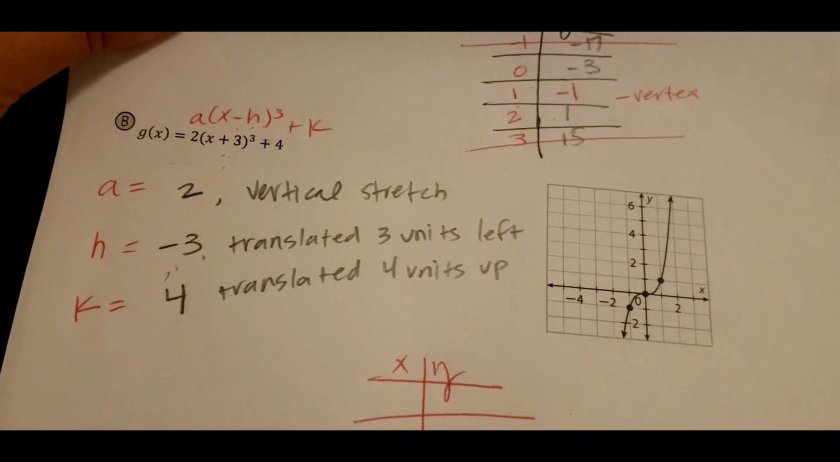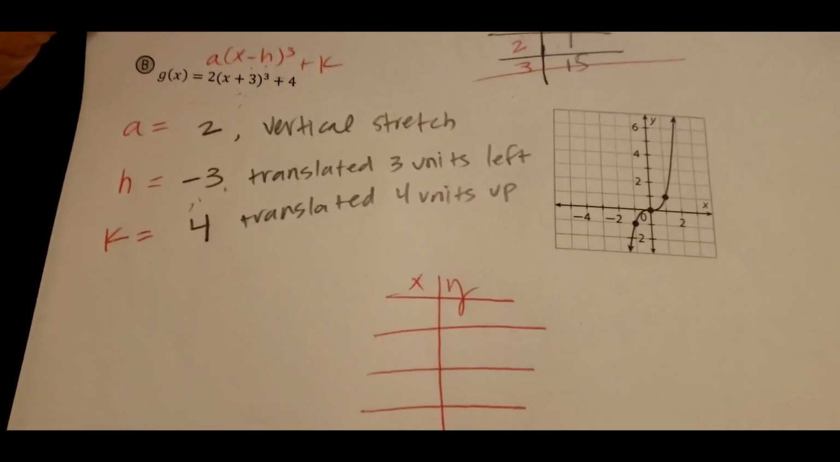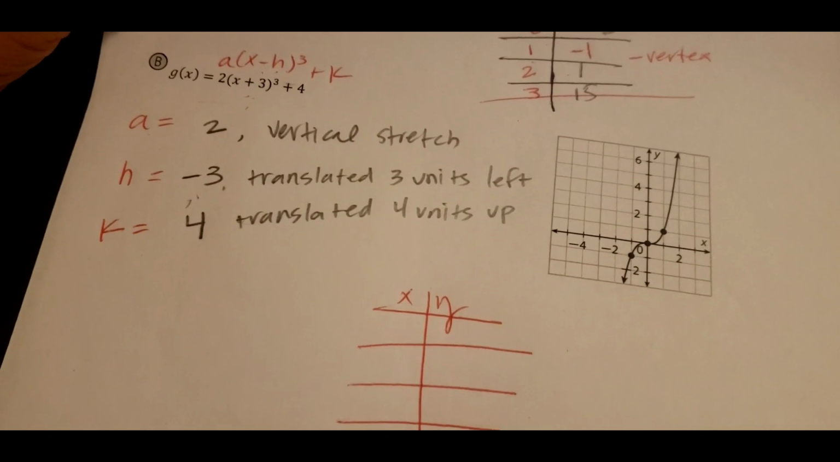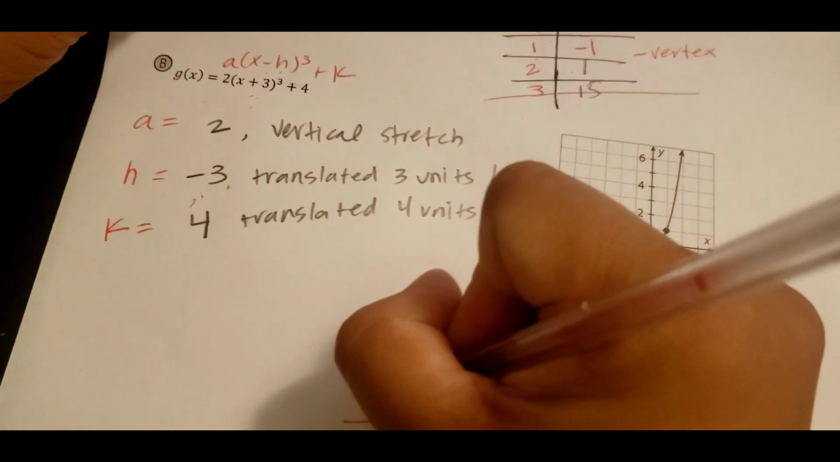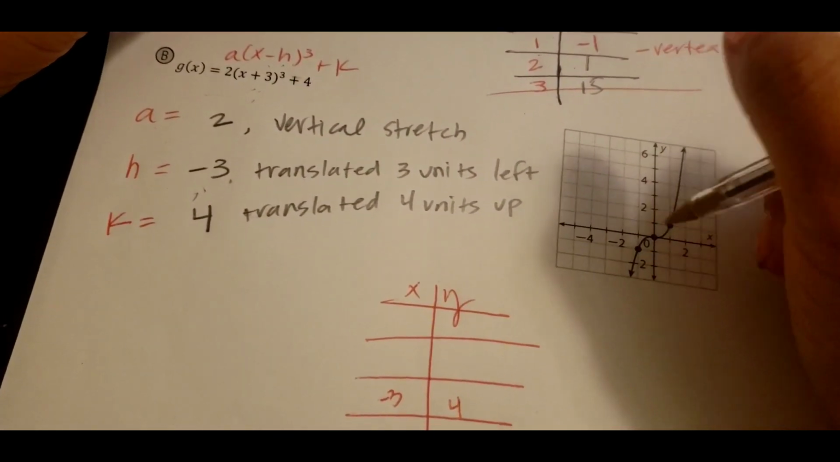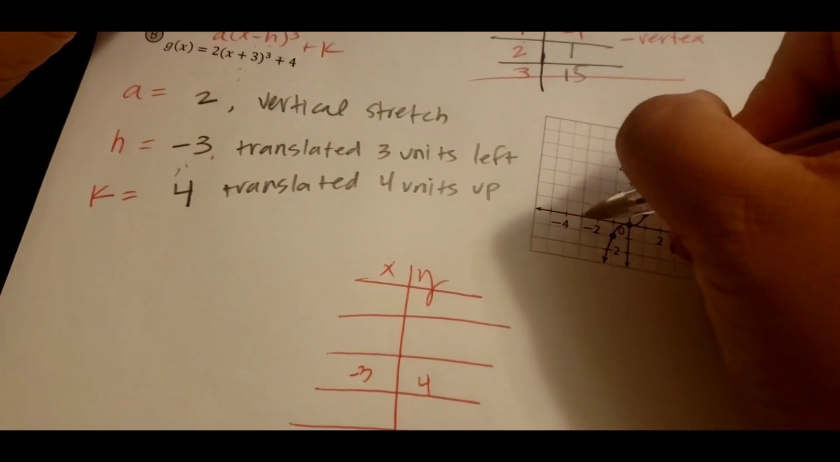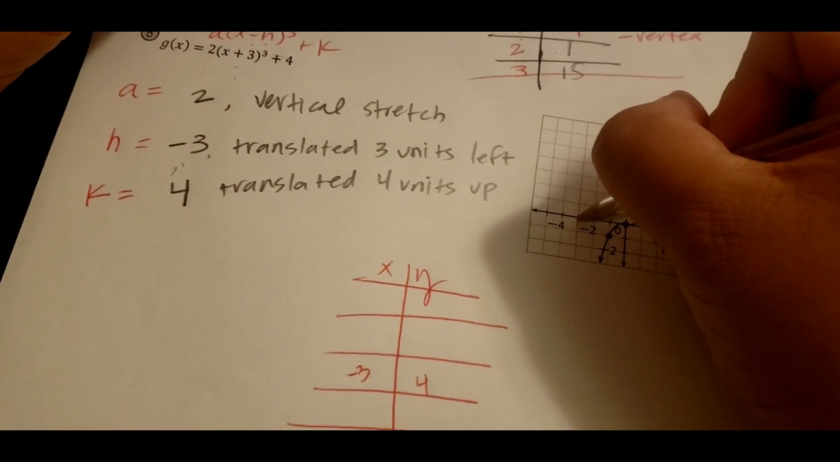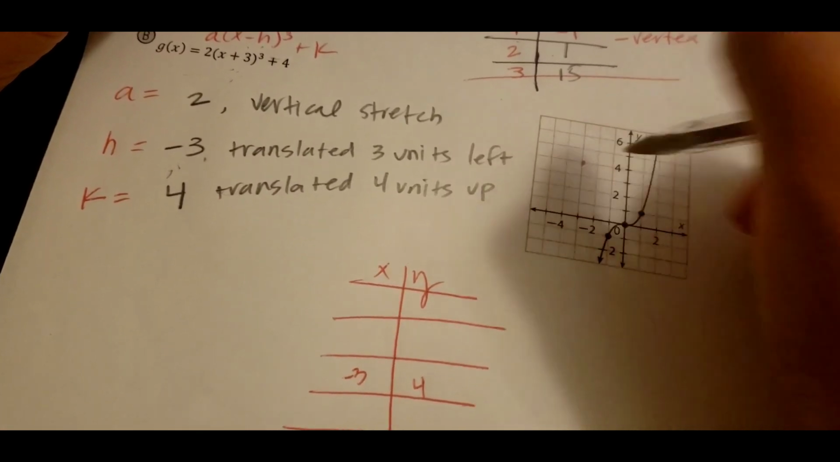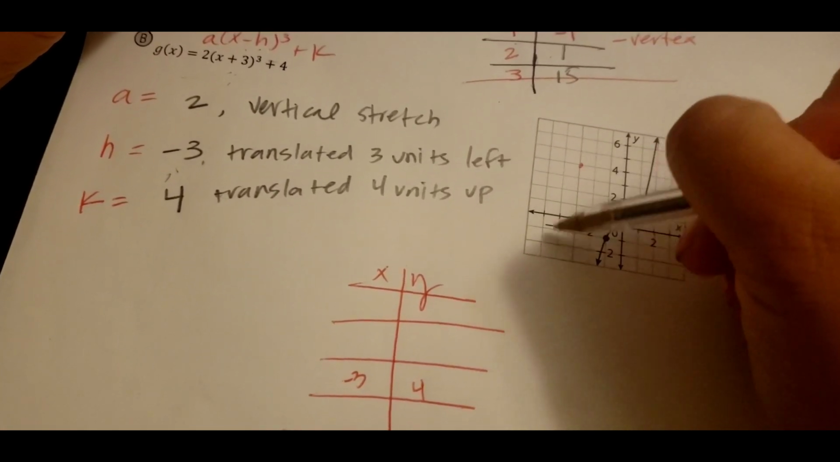We're going to graph it. So I'm going to start by writing down my vertex. My vertex is -3, 4. And if you want, you can plot it over here now. -3 would be here and +4 would be here. So most likely it's going to do something like this.